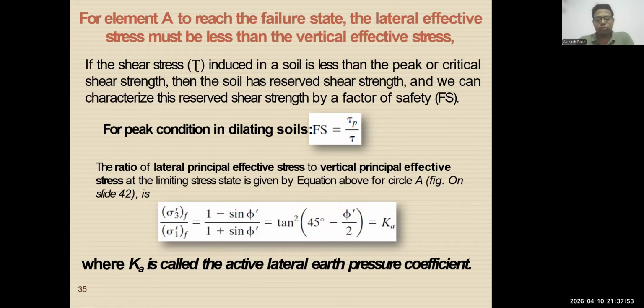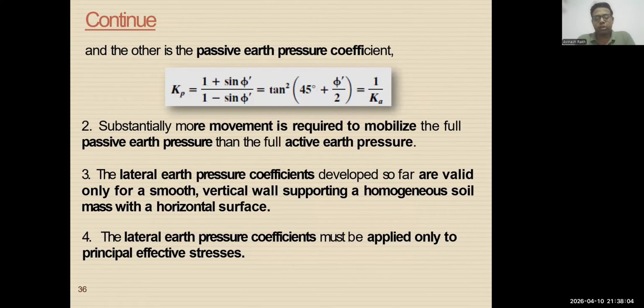That is equal to tan square (45 minus phi dash by 2), which equals Ka, where Ka is the active lateral earth pressure coefficient. After that, for the passive earth pressure, Kp equals (1 plus sin phi dash) upon (1 minus sin phi dash), which equals tan square (45 plus phi dash by 2), which equals 1 by Ka. So Kp and Ka are always the converse of each other. Substantially more movement is required to mobilize the full passive earth pressure than the full active earth pressure.